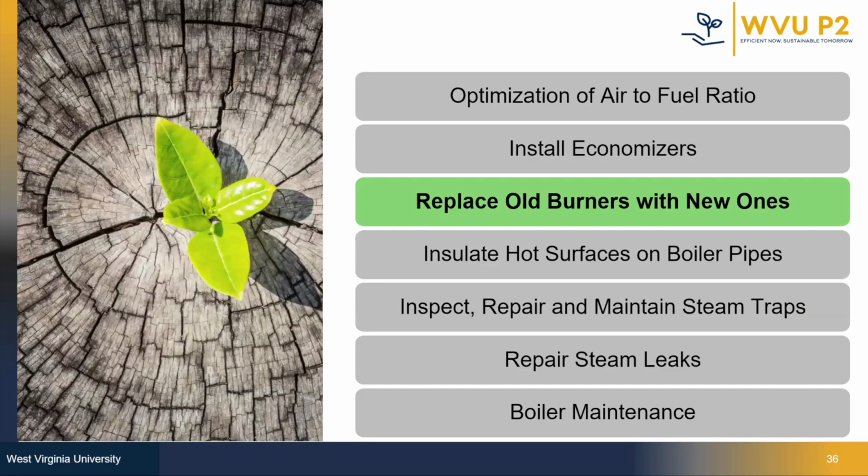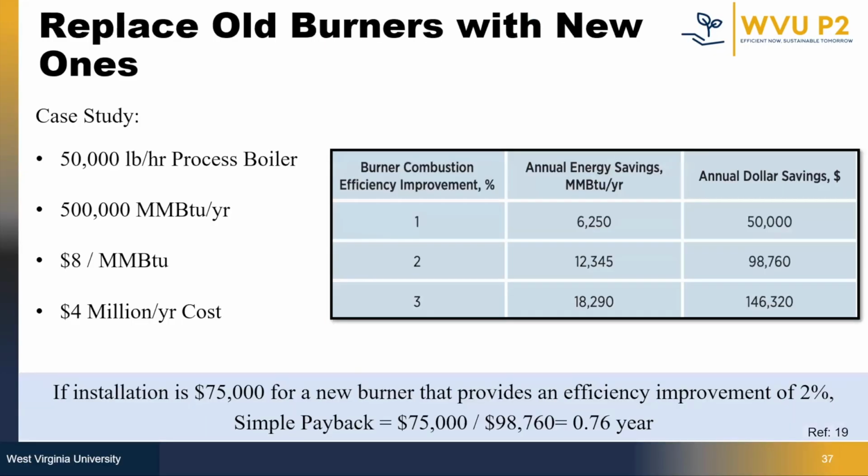Next, we will discuss the replacement of old burners with new, more efficient burners. Old burners are often inefficient and inaccurate in how they mix fuel and air. Over time, this leads to incomplete combustion, higher emissions, and waste of energy.